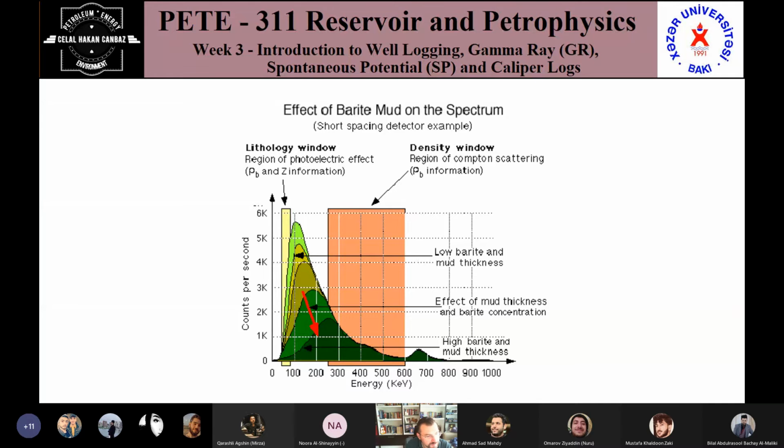Because of that, you have to understand this carefully, and when you are making the corrections in the software, you have to describe the mud type. If it is a barite mud like this, you have to describe it, and the corrections are done by the software, so you have to include it. Okay. All right, these are the things that I will say regarding the gamma ray log.